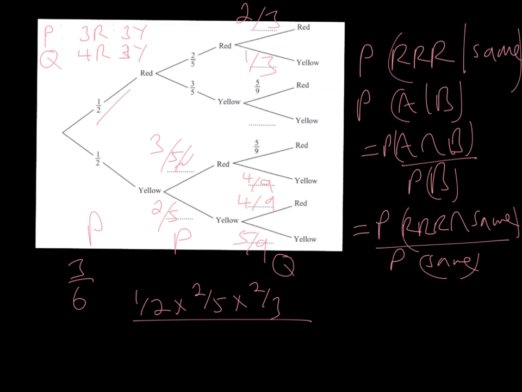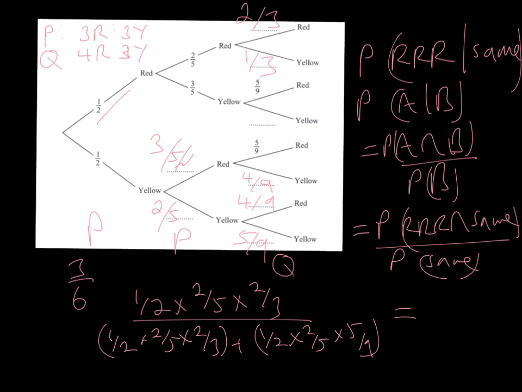Now, the denominator, we could work it out. The probability that they're the same is just going to be red, red, red, or yellow, yellow, yellow, which we have actually already worked out in an earlier part of the question. But just for completeness, we can see that it is going to be this. And if we add those two together, and then divide our numerator by that value, we end up with a conditional probability of 6/11.